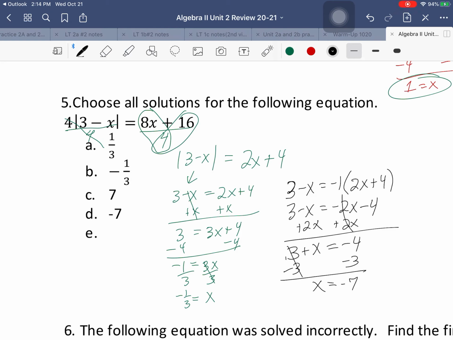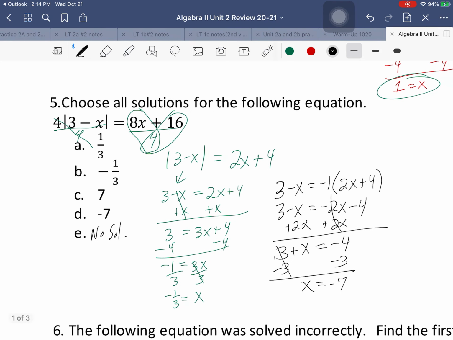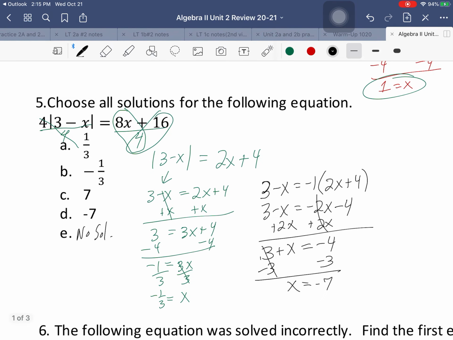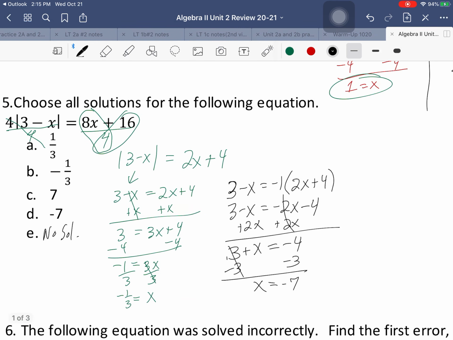So right now, you have a couple solutions here, and I think the last one is no solution. I don't know, it didn't come up on my paper for some reason. We got to check these. So let's check. So I have 4 times 3 minus, let's put in negative 1/3 right away. Let's rip this Band-Aid off and hope that, oh, that's supposed to be an absolute value, my bad. Maybe this will come out nicely.